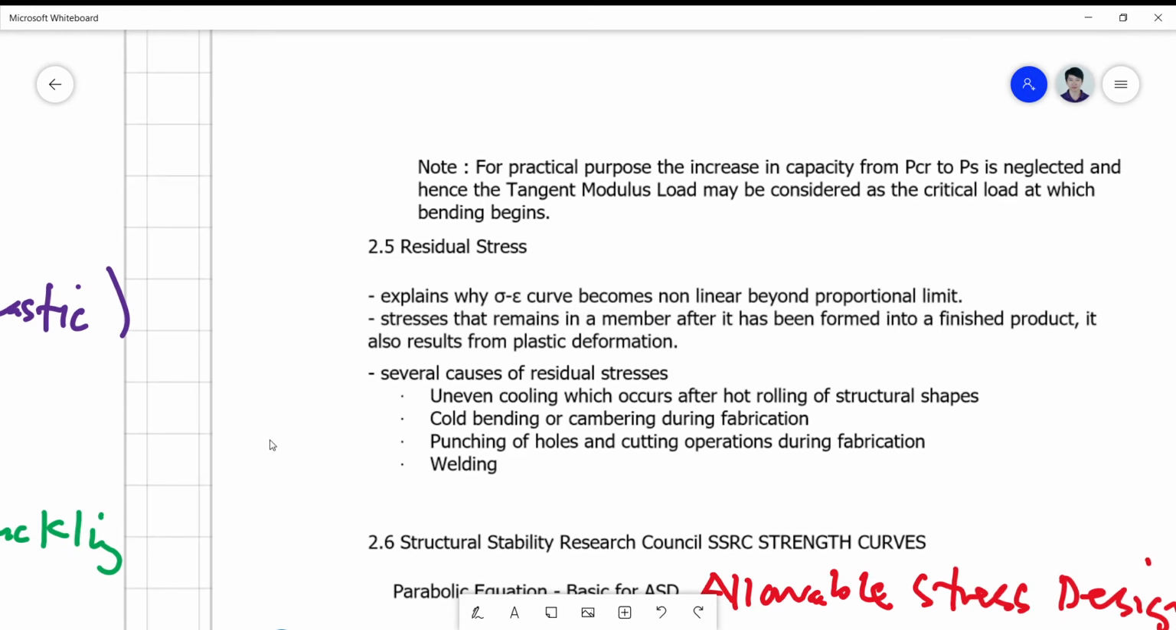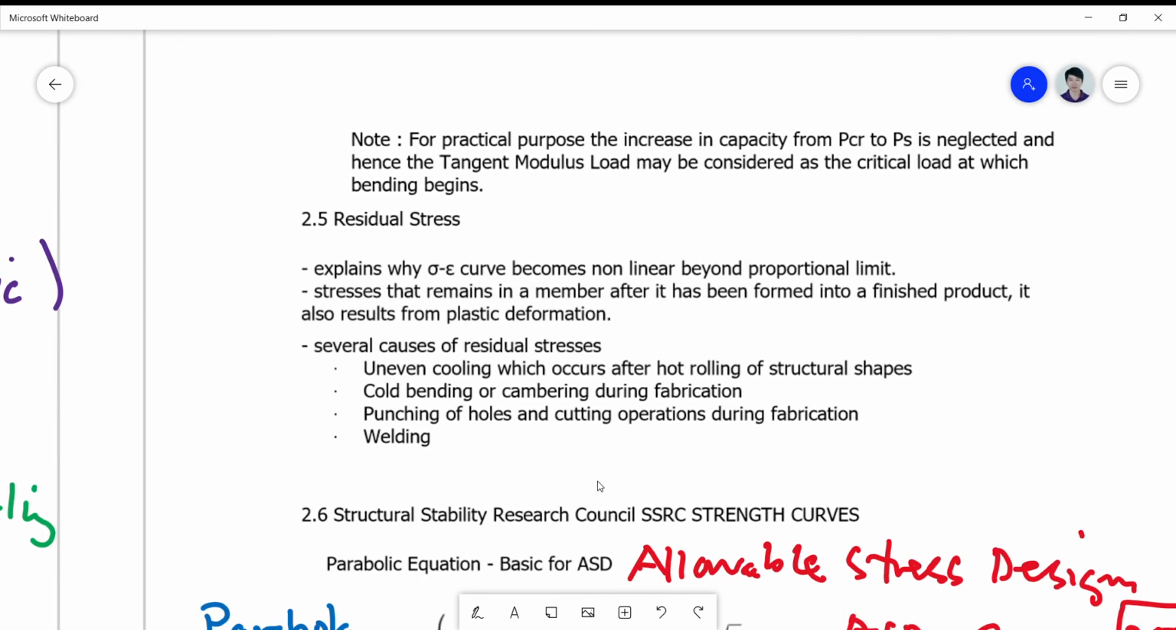And what are residual stresses? So residual stresses are simply the effect of the following factors. It explains why the sigma-epsilon curve becomes nonlinear beyond the proportional limit. So the residual stress is the cause of that.